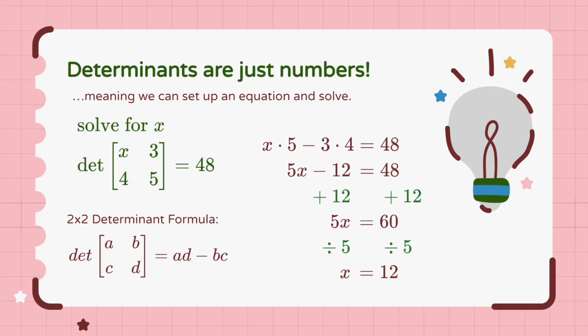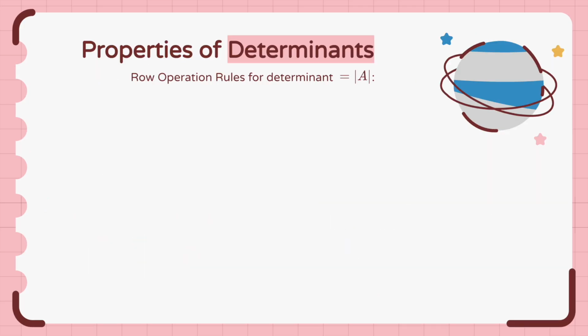Add 12 to both sides to get 5x equals 60, then divide by 5 to get x equals 12. Okay, so we know how to find a determinant and even use it in an equation. Let's look at what happens when we change or multiply the rows in the matrix. We're going to look at the properties of determinants, specifically the row operation rules.